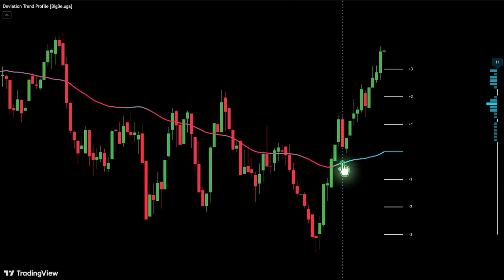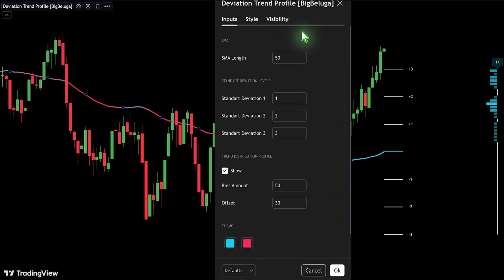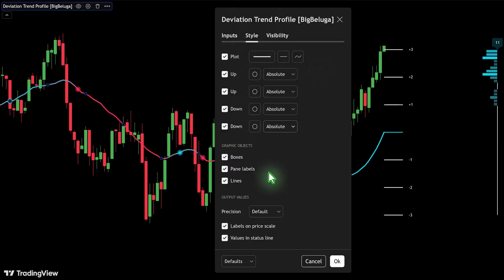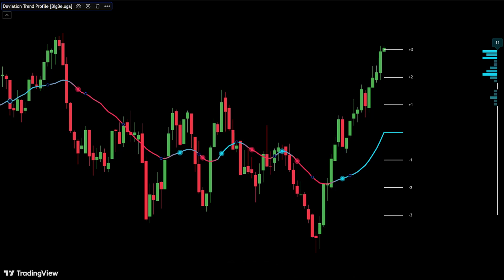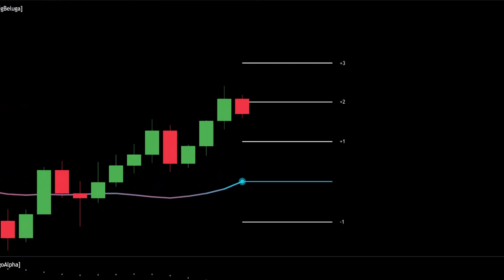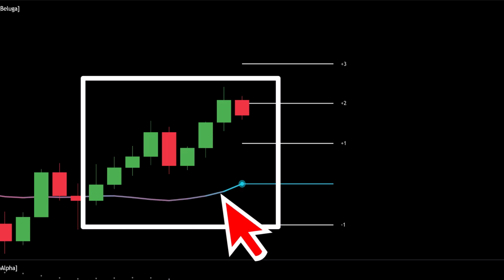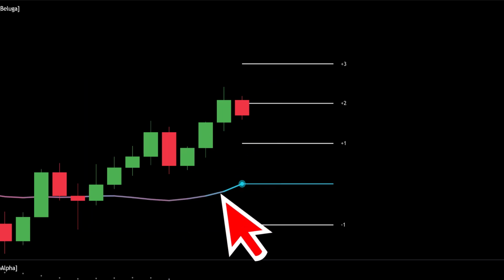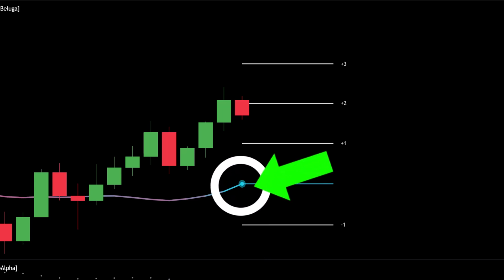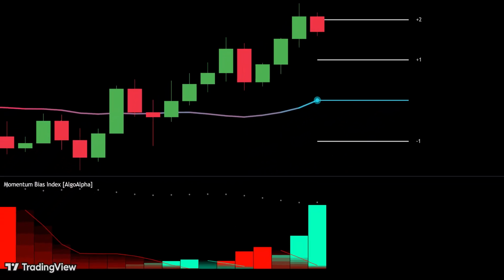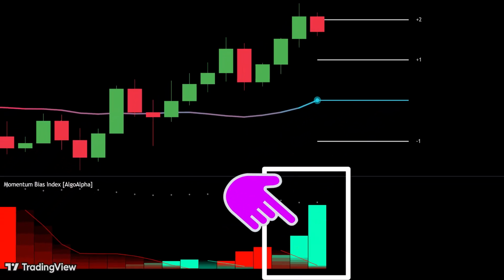Now, when you double-click on the indicator and go to this input section, you are going to set this SMA length to 20 instead of 50, and then you will leave other settings at their default and click OK. Now, here on the chart, you can see that the price just crossed above the Deviation Trend Profile indicator, and it is continuing to head upwards. But then the moving average of the indicator is gradually changing to the cyan color, which is bullish. And then this colored circle appeared. And if you look at this momentum index indicator, this bullish histogram has started forming and also increasing in size.